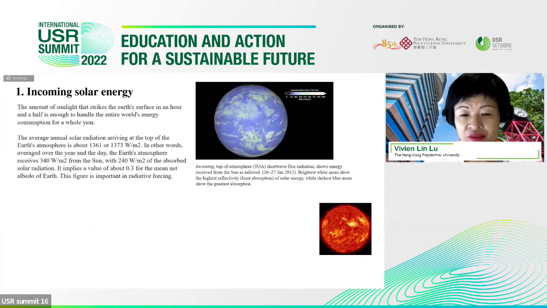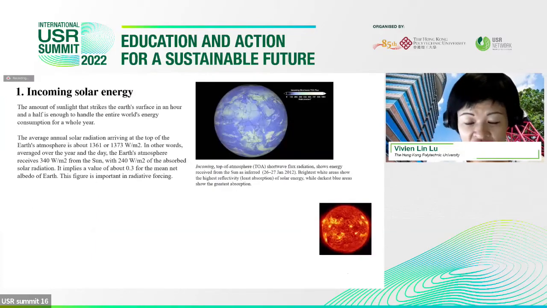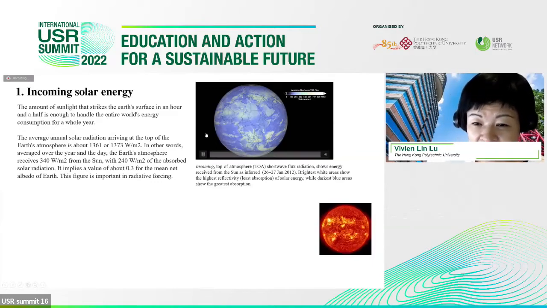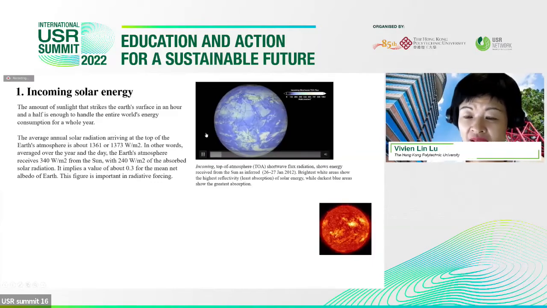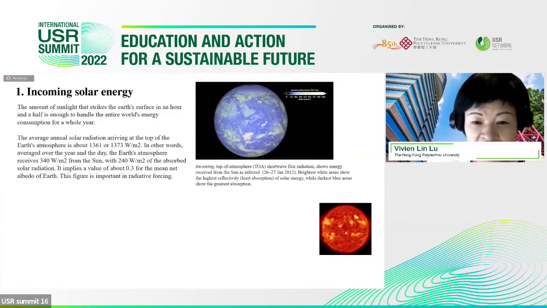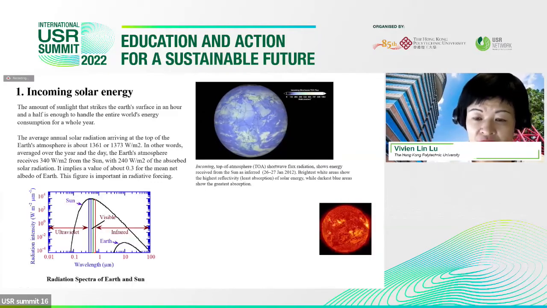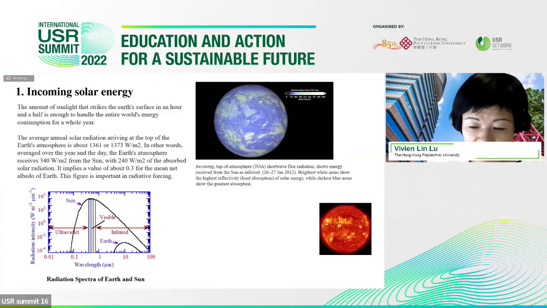Firstly, I will give a very short brief about incoming solar energy. We know that, in fact, sunlight for 1.5 hours is enough to provide the entire world's energy consumption for a whole year. Therefore, how to utilize solar energy in a smart manner is very important. But before that, we have to understand the solar spectrum.